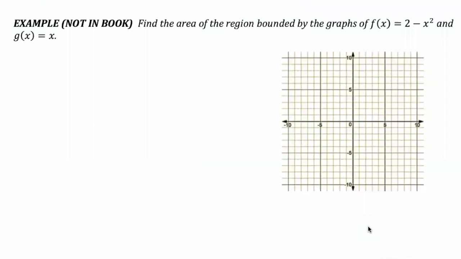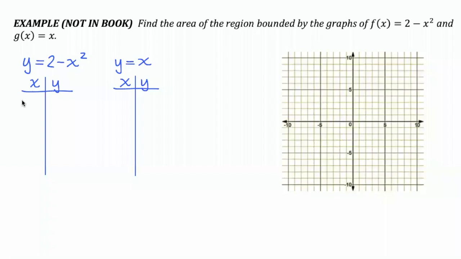The first example, again, not in your book, is to find the area of the region bounded by these two functions, f of x equals 2 minus x squared and g of x equals x. You will always want to begin by graphing your functions. If you do have graphing software to use, you can do that, or you can always just fall back on making tables of values for the things you're looking to graph and graph them that way.